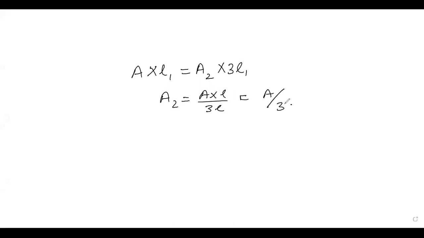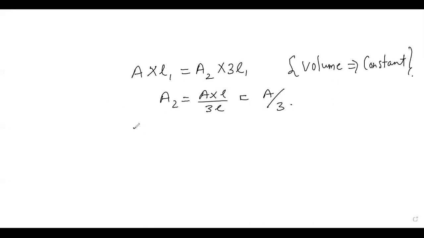Here we talked about area into length of the first wire being equal to the area of the second wire multiplied by 3L1. If this is L1, this should be 3L1. From this, we can get that the area of cross section of the new wire, or the second condition, is nothing but A into L upon 3L. So area is getting reduced by 3 in the new situation. Here we have the concept of volume being constant.